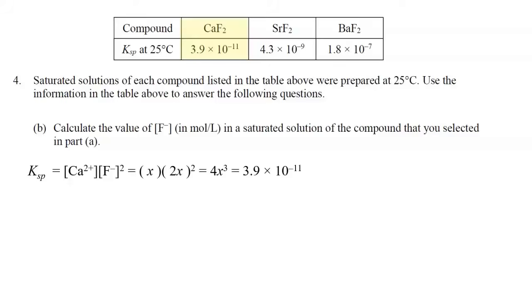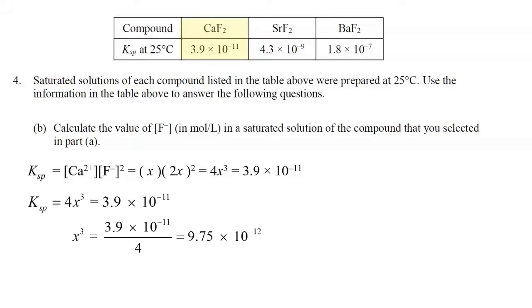For calcium fluoride, it's the concentration of calcium ions times the concentration of fluoride ion squared. That would be x times the quantity 2x squared, or 4x cubed. We set that equal to the Ksp, which is 3.9 times 10 to the negative 11, and now we proceed to solve for x. I will divide both sides of the equation by 4. So I get 3.9 times 10 to the negative 11 divided by 4 is 9.75 times 10 to the negative 12, and that equals x cubed.